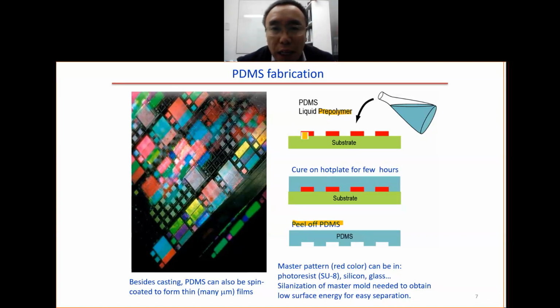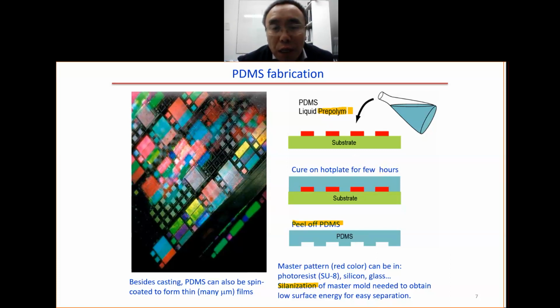But this red color pattern here can be a photoresist, a silicon, or glass, or other materials. Sometimes you may need to do some silanization process. This is the same as the mold release agent for nanoimprint lithography, to give you a low surface energy so that it's easier to peel the PDMS off.